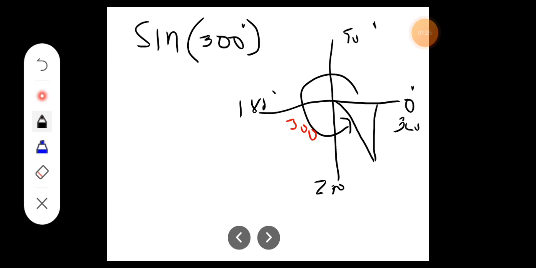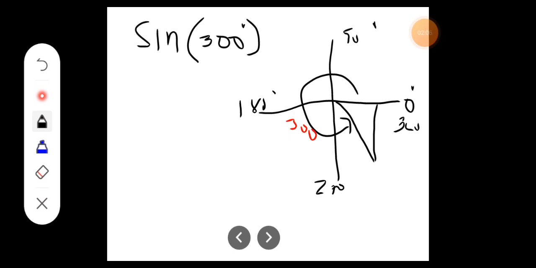The reference angle is the angle between the terminal side and the x-axis. So you can see that it has to be the difference between 300 and 360. So the reference angle is 60 degrees. Now you need to be familiar with the special right triangle, the 30, 60, 90 triangle.